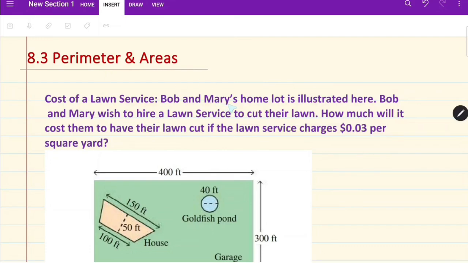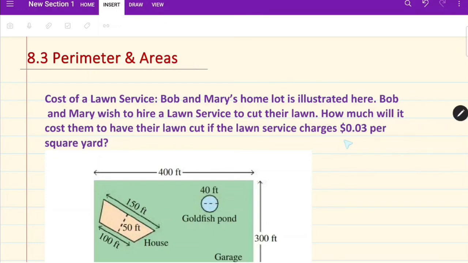It says here, Bob and Mary's home lot is illustrated here. Here's the illustration, which we'll go through shortly. Bob and Mary wish to hire a lawn service to cut their lawn. How much will it cost them to have their lawn cut if the lawn service charges 3 cents per square yard? So essentially, we have to find the cost of cutting the entire lawn of Bob and Mary's home.